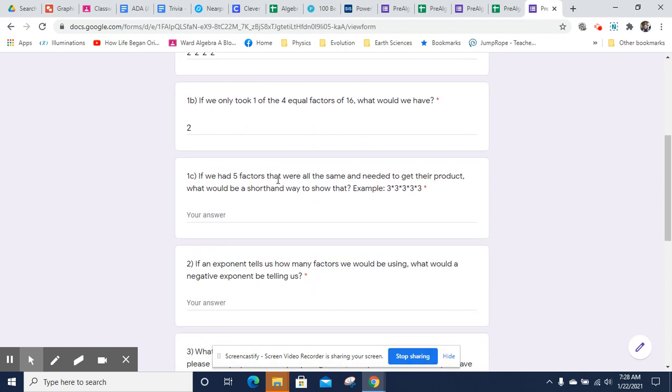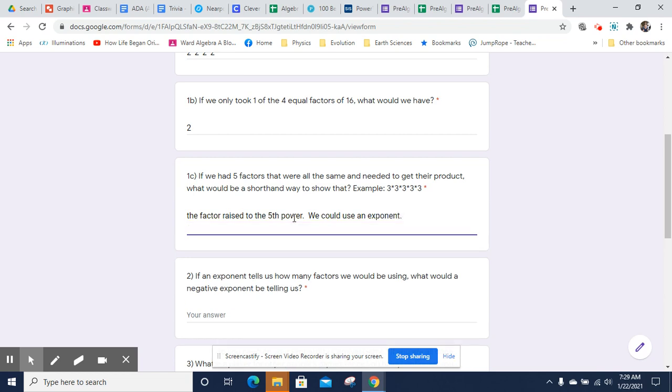If we had 5 factors that were all the same and needed to get their product, what would be a shorthand way to show that? For example, 3 times 3 times 3 times 3, 3 times 3 times 3 times 3 times 3. So 5 factors. So a way to show that I have 5 factors is, and I'll use the example of 3, or I'll just say the factor, and we would raise it to the 5th power. We could use an exponent.